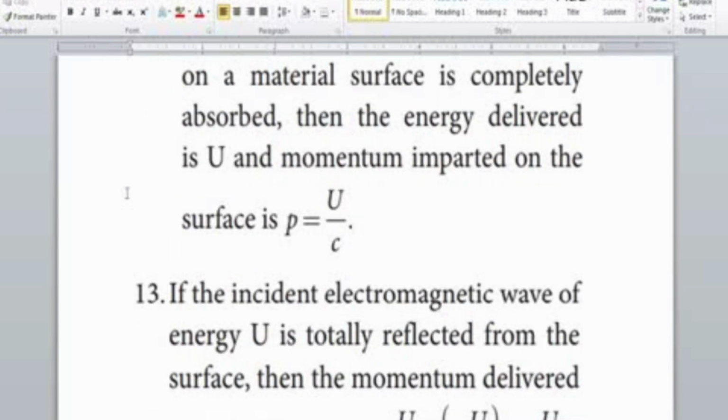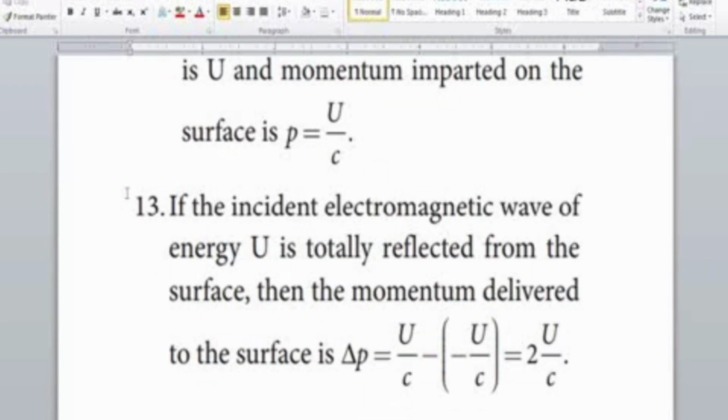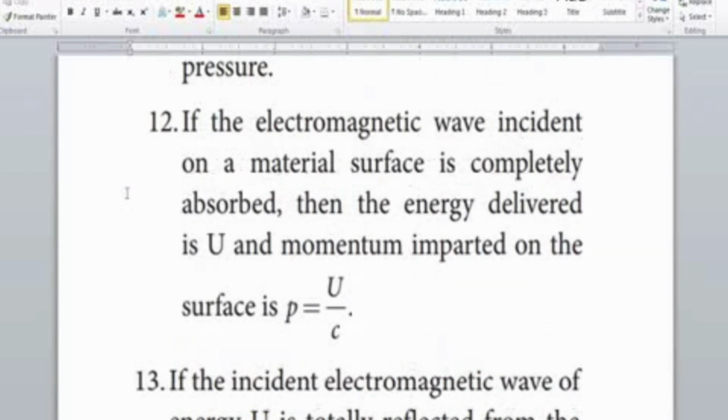Then if the incident electromagnetic wave of energy epsilon is totally reflected, so this is the energy of the electromagnetic wave. See, completely absorbed means the total energy is absorbed. So there is no reflection. So this is the total energy. That is P equal to epsilon by c. It's the energy of the electromagnetic wave.